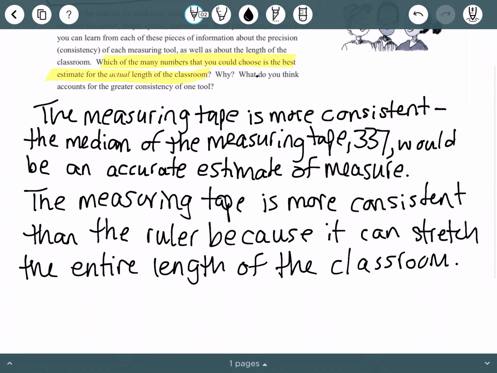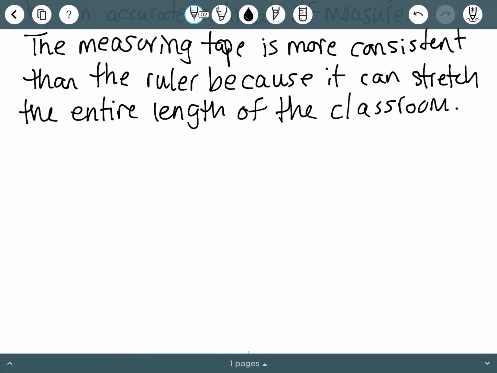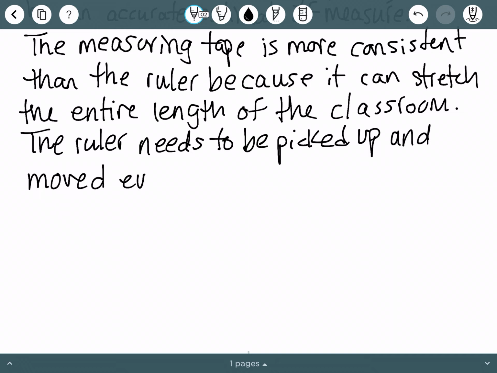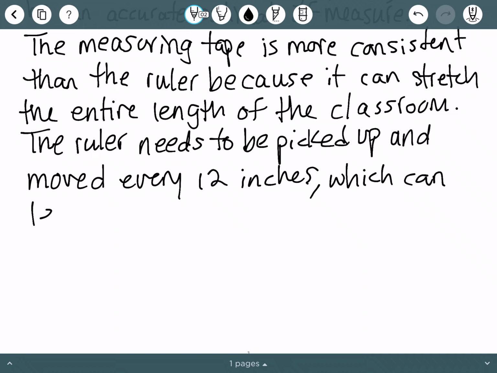Now let's talk about that ruler. So the ruler, on the other hand, needs to be picked up and moved every 12 inches, which can lead to some error.